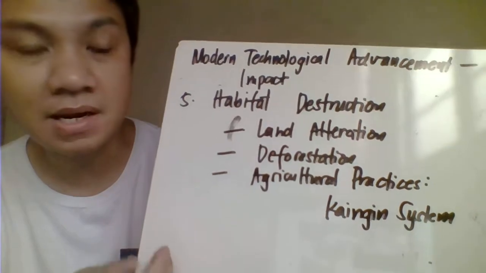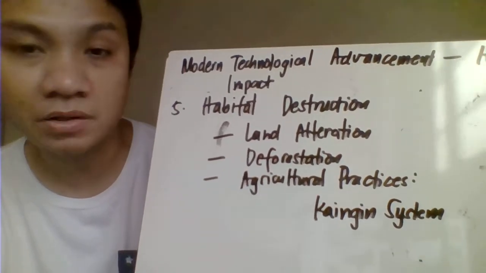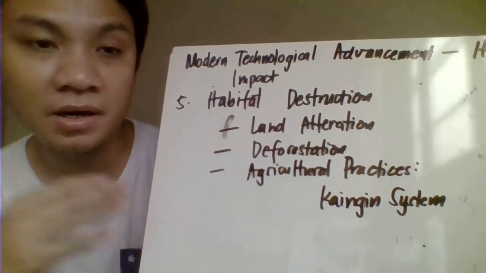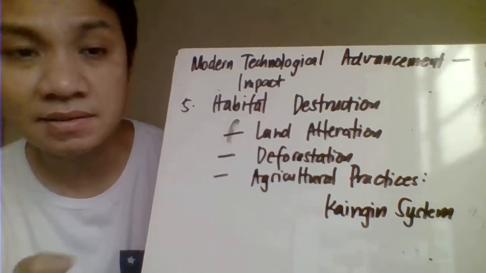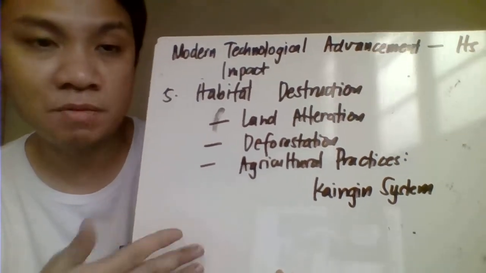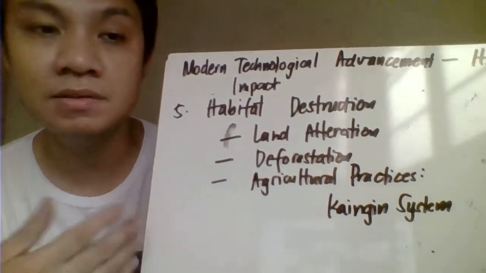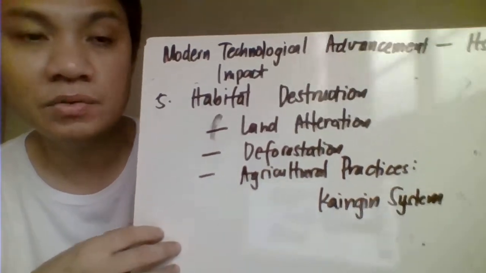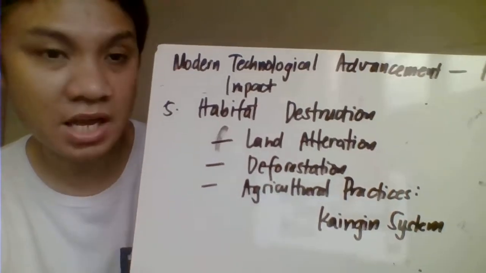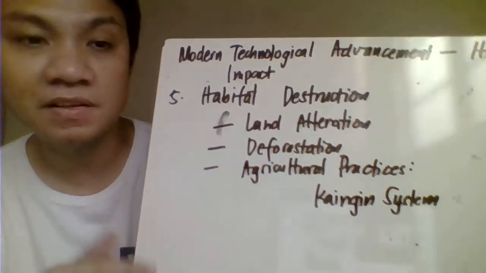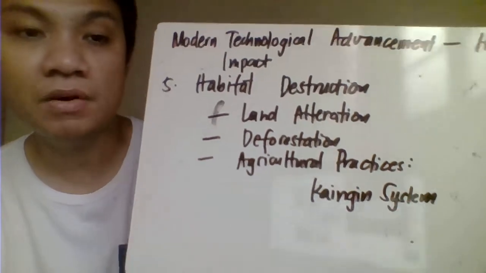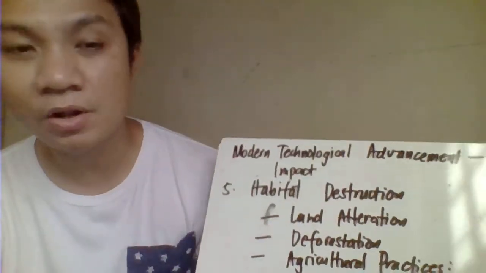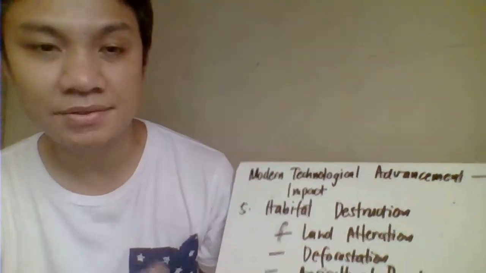Agricultural practices, like for example the kaingin system where you burn your crops or the forest or the trees. Because of that, much carbon dioxide will be released to the environment, and that results in climate change, and therefore other effects will follow that become toxic to our environment and therefore also toxic to our health. Okay, so that's all about the different issues. So thank you.